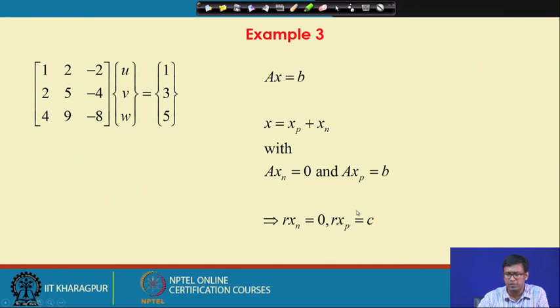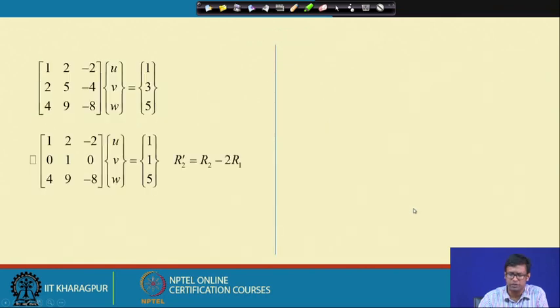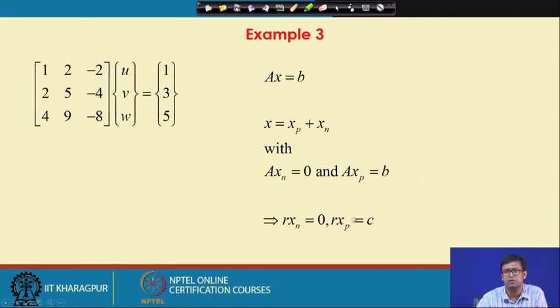So, for Ax is equal to b, we have x is equal to x_p plus x_n. For the null space, Ax_n is equal to 0, and Ax_p is equal to b. In reduced row form, we will get Rx_n is equal to 0 and Rx_p is equal to c, and we will try to solve the reduced row echelon form Rx_n is equal to 0, and then we will also solve a particular solution here. So, this is the equation. Let us do one thing, we first get the Rx_n is equal to 0 form.